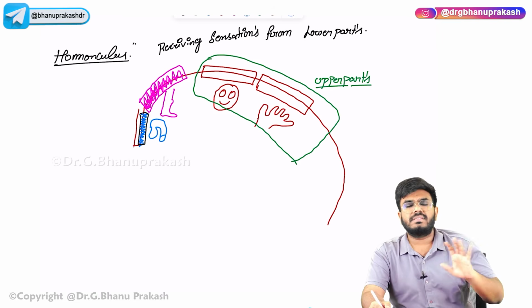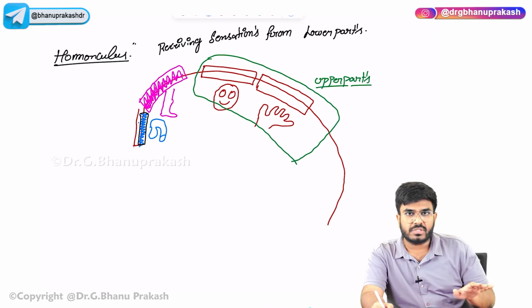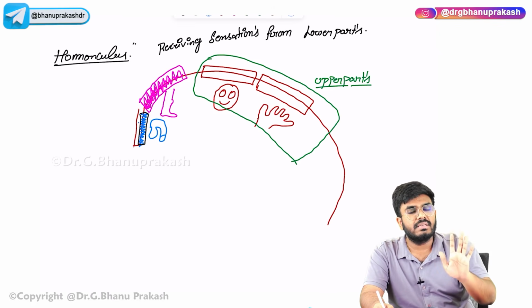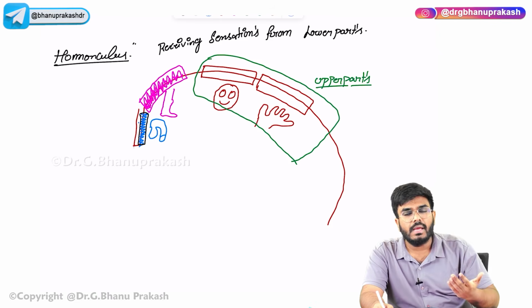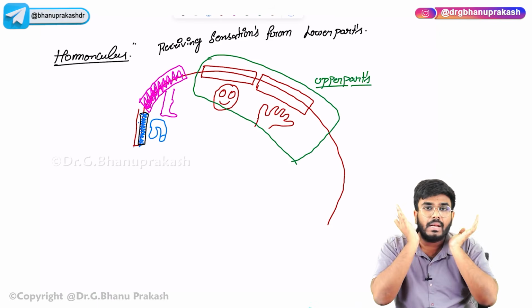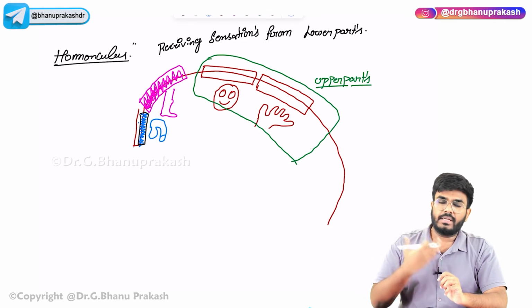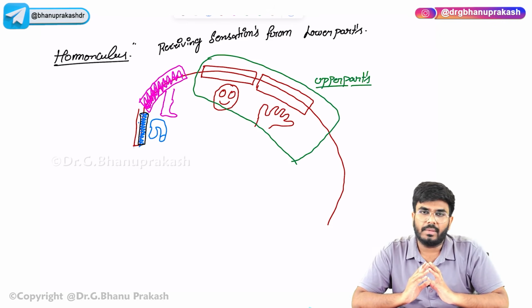Okay, so let's make it as simple as possible. Now here I have shown you the postcentral gyrus. In the postcentral gyrus, the medial part is receiving the sensations from the lower parts of the body, and the lateral part of the cortex is receiving the sensations from the upper parts of the body, like head and neck, thorax, and upper limbs.